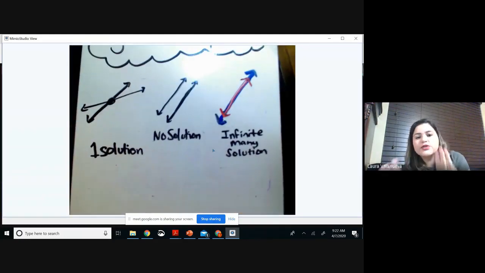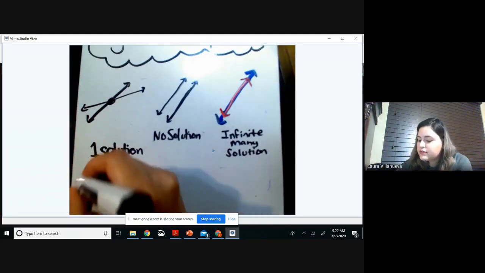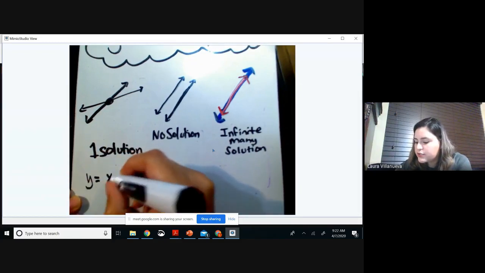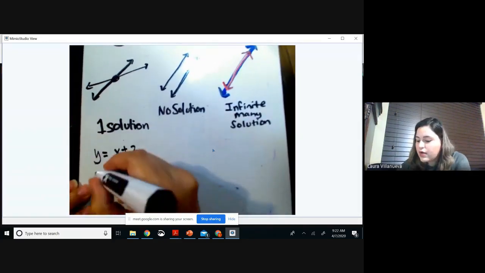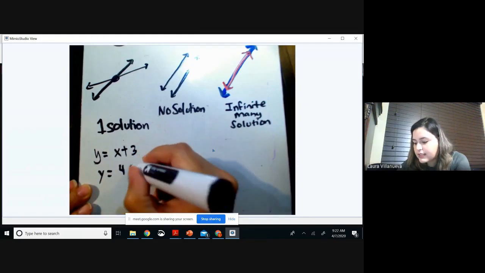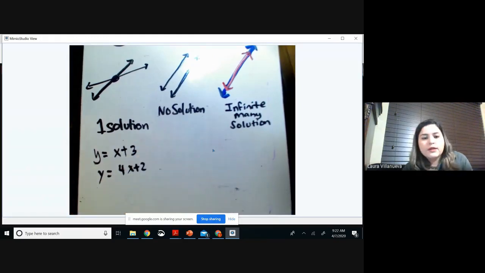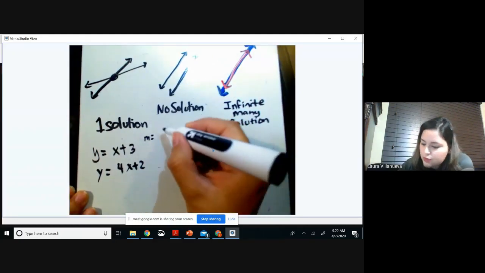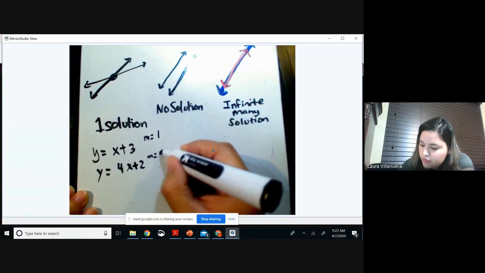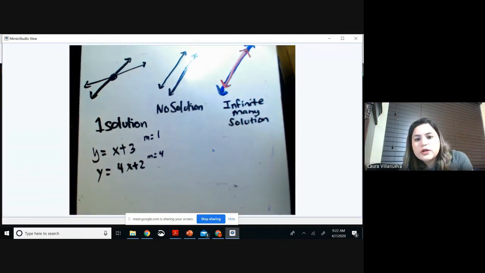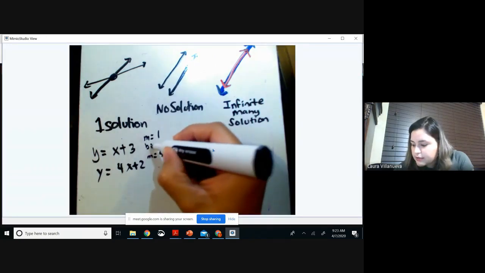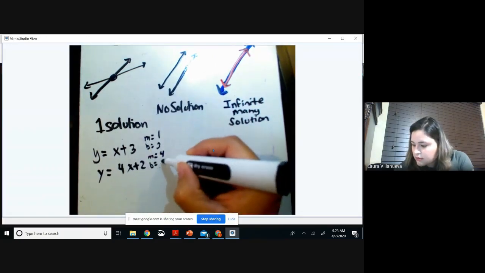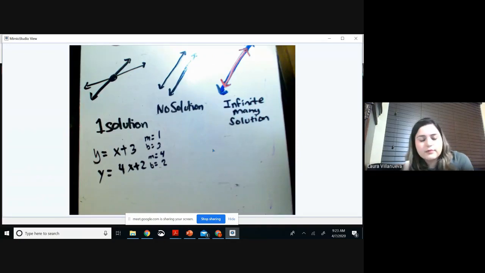So how do you distinguish from one to another? So let's say you have y equals x plus 3, and then you have y equals 4x plus 2. Now look at the slopes for these two lines. The m for this one is 1. The m for this one is 4. So the slopes are completely different, right? The b's are completely different. So therefore, they're going to touch one time. That's it. Okay?